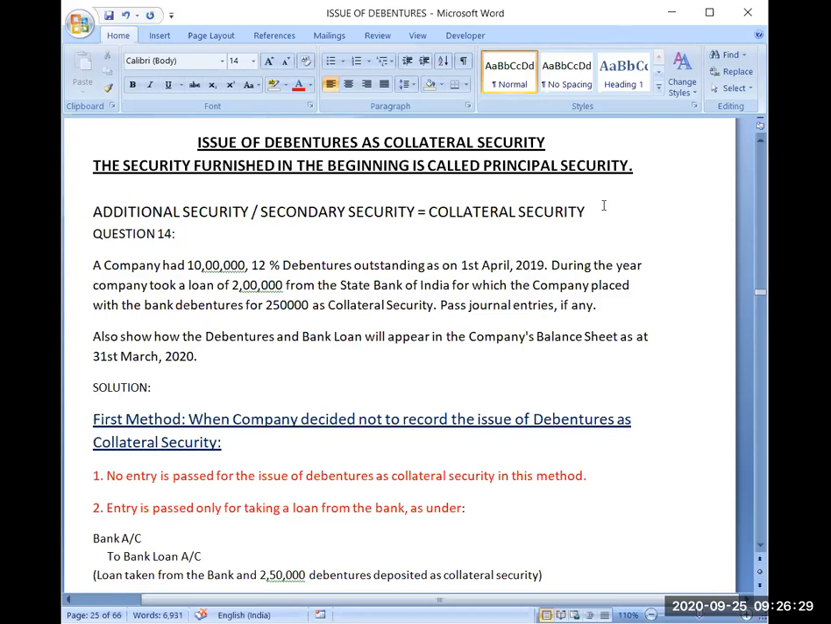And you will become the creditor of the company, a secured creditor. Till then, on debentures which have been issued as collateral security, there is no liability of the company to pay interest, because these are not actually issued. These are only handed over to the bank or the lender who is giving you money. Now, first tell me whether the concept of collateral security is clear to you or not.